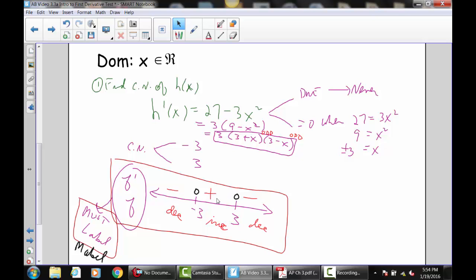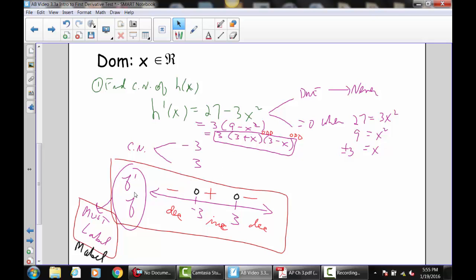Now, you have these three regions. First of all, the exponents here for these factors are odd, which is why it's good to factor it, so you know the signs are going to alternate. So I really only need to pick one number. I'm going to pick 0, which is halfway between -3 and 3. If I plug in 0, I'll get a positive: 0 plus 3 is positive, and 3 minus 0 is positive. So when I plug in 0, I get a positive, and then the signs alternate.